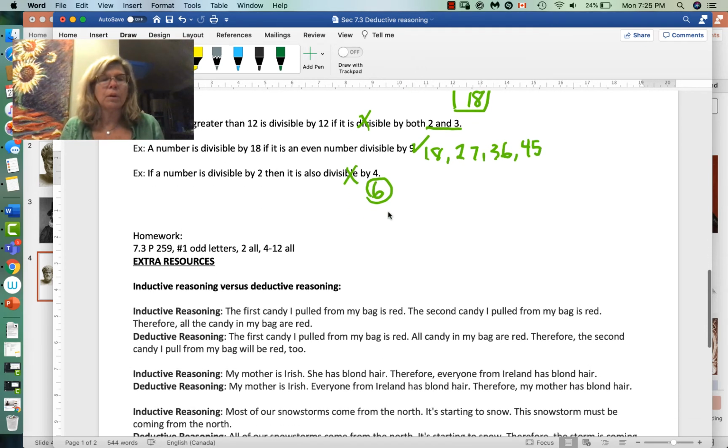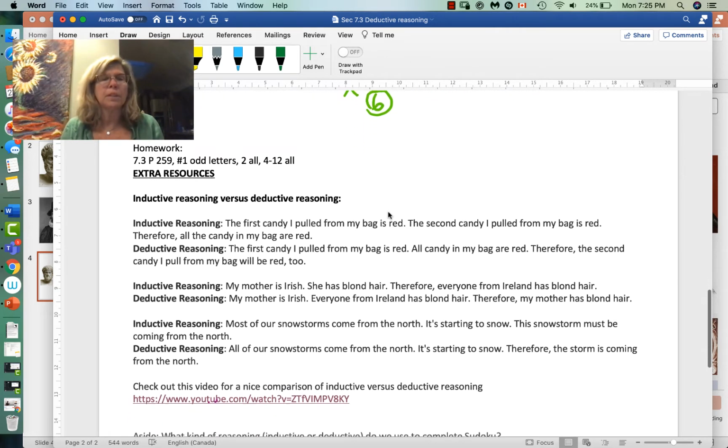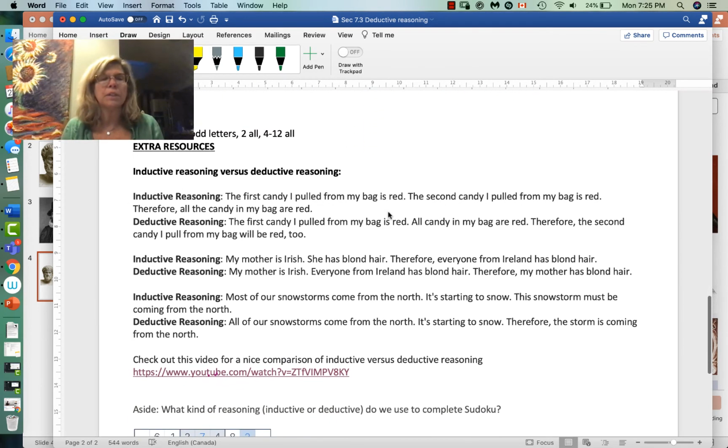Okay, before we go to homework, I want to talk about inductive reasoning versus deductive reasoning. So in this first case, inductive reasoning, it reads: the first candy I pulled from my bag is red. The second candy I pulled from my bag is red. This is sort of like our series questions before in the second chapter. Therefore, all the candy in my bag are red. Well, the first candy was red and the second candy was red, but that doesn't necessarily mean that all of the candy is red. So I think that's kind of a leap.